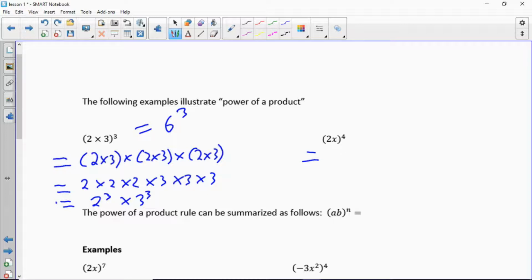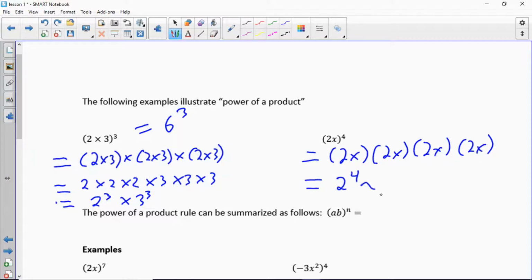I don't know what 2 times x is, but I can still do (2x) to the power of 4. It's 2x times 2x times 2x times 2x. Now, just like in this last example, I can think of all the 2's being together. 2 times 2 times 2 times 2, which is 2 to the power of 4, and x times x times x times x, which is x to the power of 4. That actually simplifies to 16x to the power of 4.